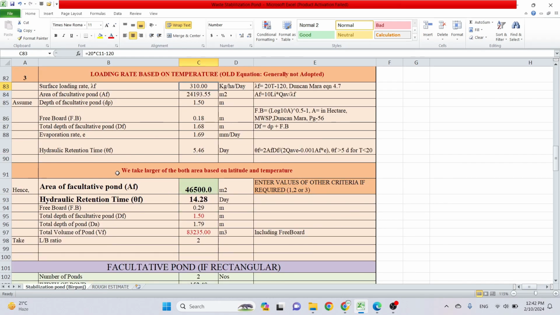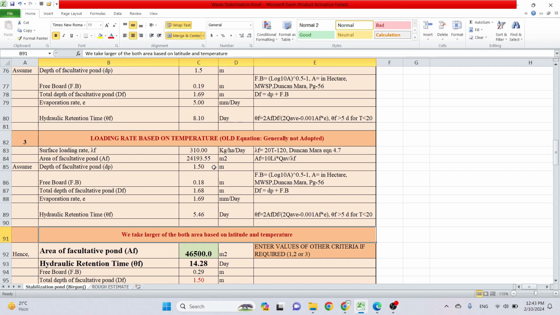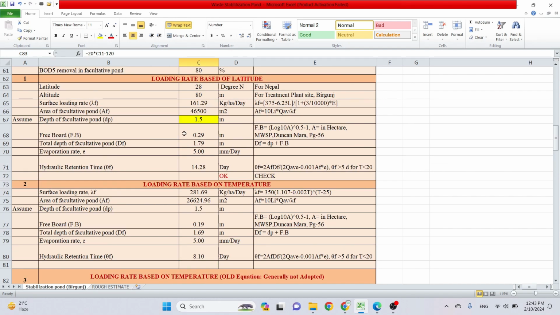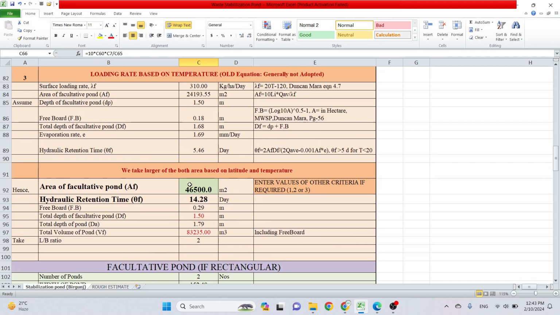And we take the larger of both the areas based on latitude and temperature, which means that the area which has the lesser surface loading rate is the required area for the facultative pond. So automatically by the formula, the surface loading rate is taken as 161.29 and the area of the facultative pond is taken as 46,500 square meters. It's taken automatically, and the hydraulic retention time for it is 14.28 days.